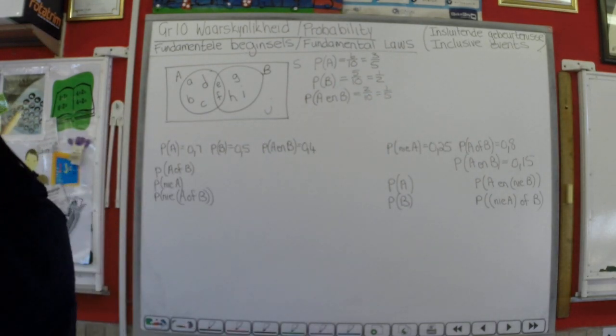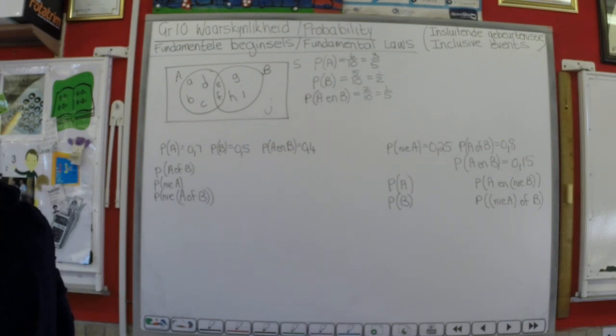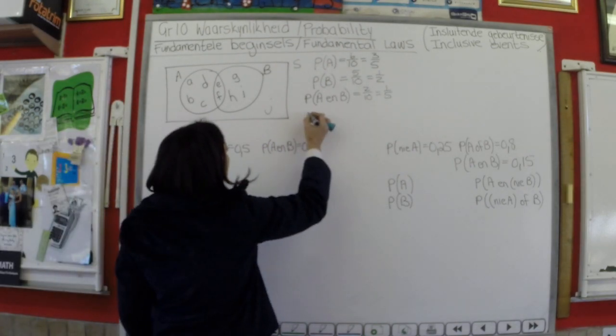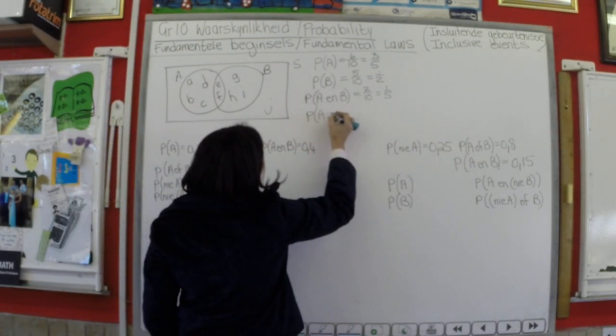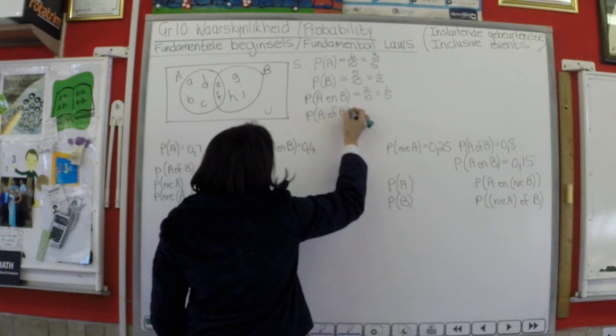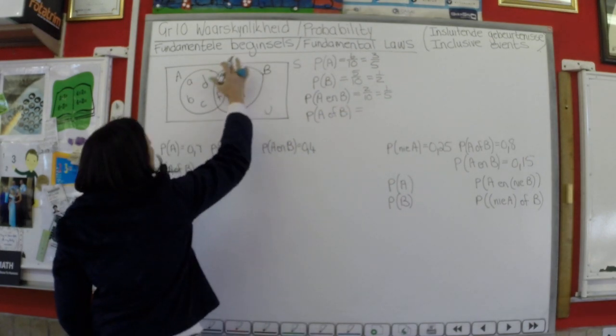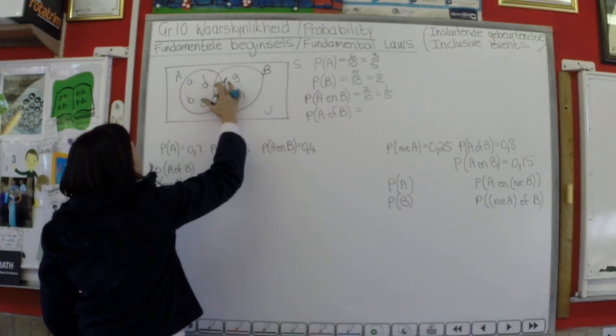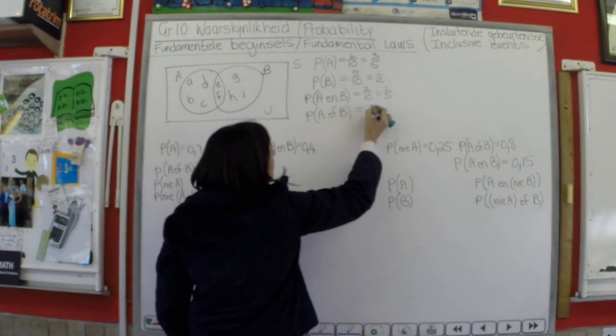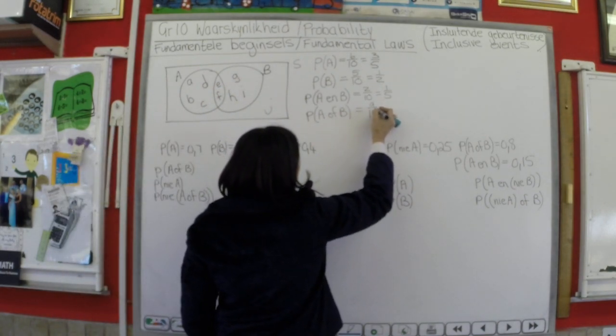Goed. So, the next thing that we can write down is the union, die vereniging. Kom ons skryf hom ook neer. A of B, so alles in A of in B is 1, 2, 3, 4, 5, 6, 7, 8, 9, 9 out of the 10.